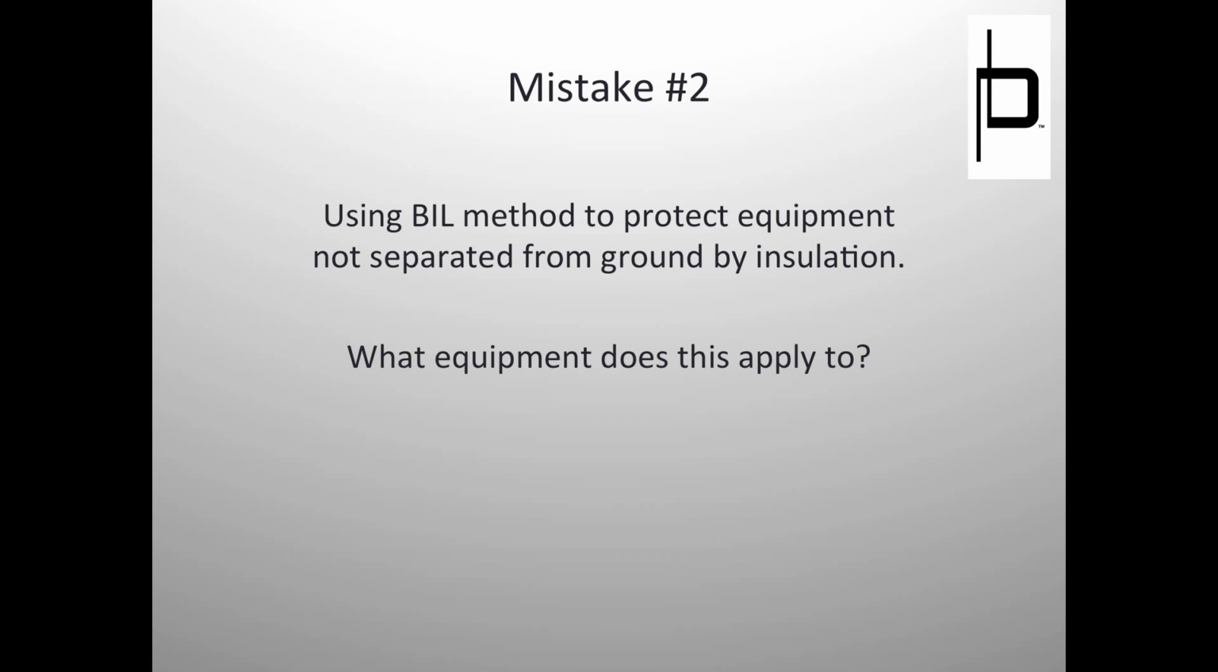Can you think of anything? How about the tank of the transformer? Right. The transformer has a BIL. The bushings have a BIL. But the tank itself, the oil tank, that's grounded. It's not separated from ground with an insulator. It doesn't have a BIL.